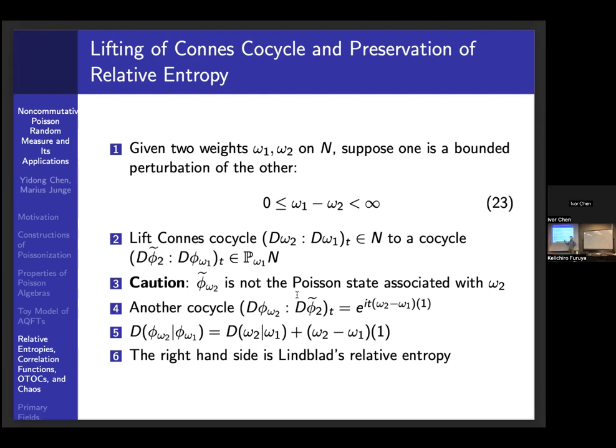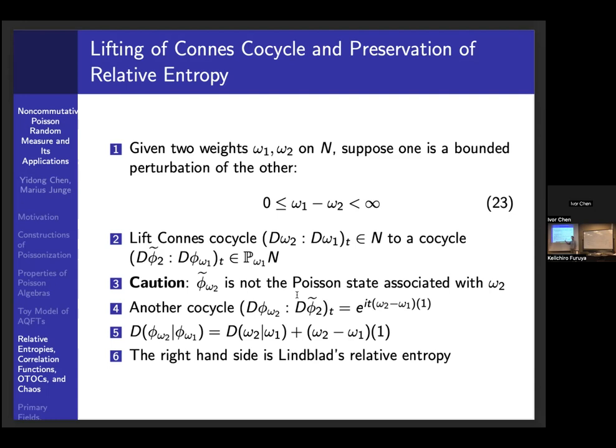Lindblad already looked at it. He called it, or we call it, Lindblad entropy. Why does he include this term? It's just for normalization. Araki and others only look at the case where omega 1, omega 2 are states, which are normalized. When it's not normalized, you need to add this piece so that this whole thing is still non-negative. That's the only reason Mr. Araki and Mr. Lindblad look at this piece. We look at the same thing.